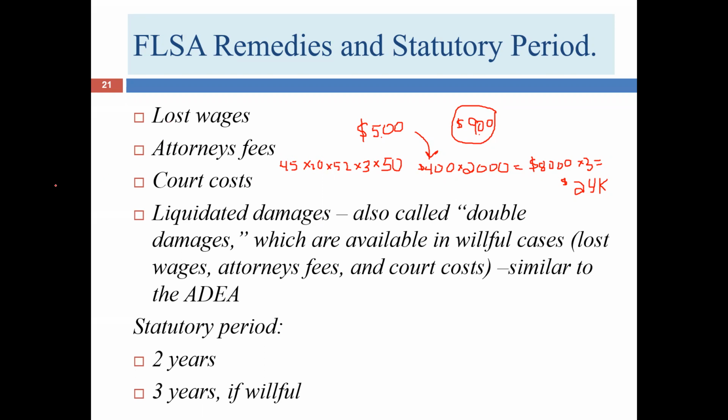And then we have liquidated damages. Again, we saw this in the Age Discrimination in Employment Act. Instead of having punitive damages, you just double the lost wages. Now, you don't double the attorney's fees, you don't double the court costs. And this is available when there's a finding of willfulness. And willfulness is pretty easy to find under the FLSA.